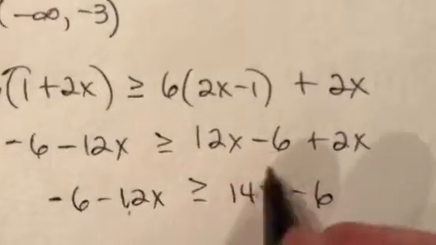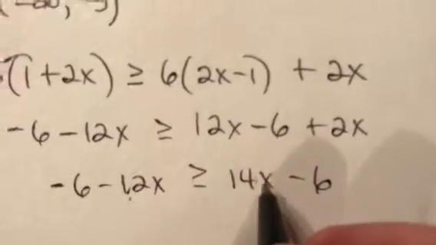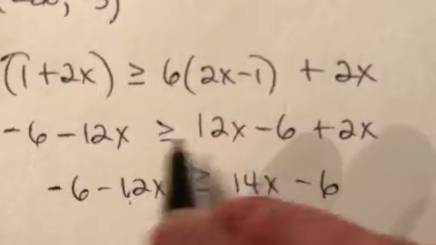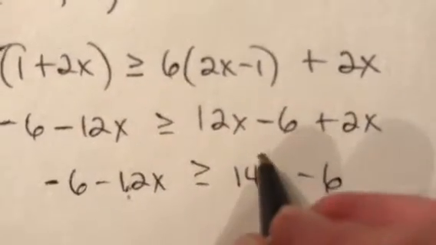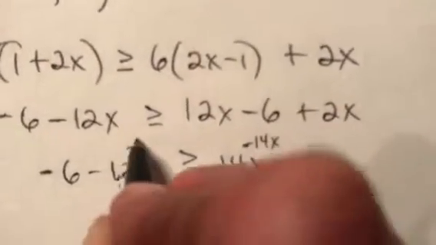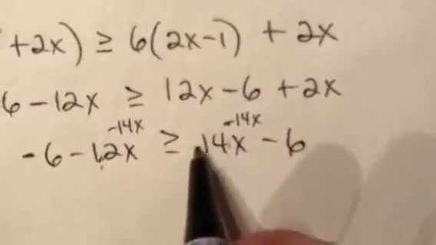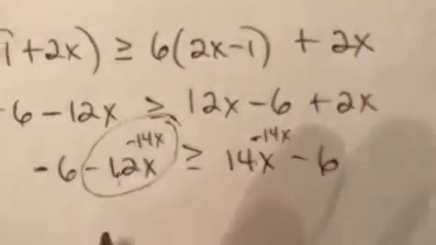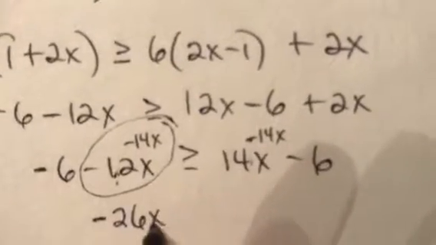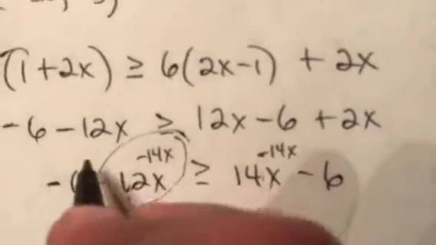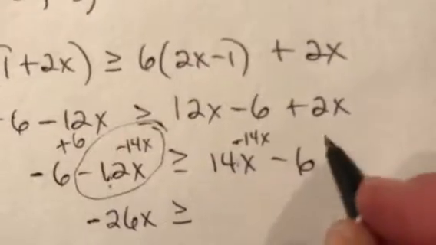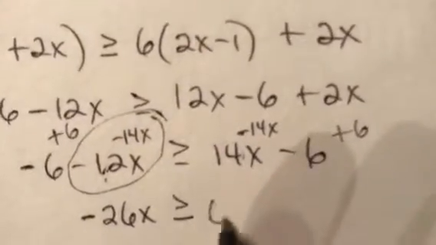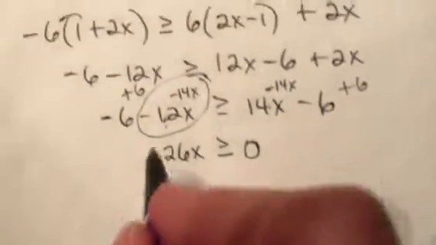It doesn't matter. I'm going to go ahead because I want to review what happens when you have a negative. So I'm going to move him over here. I'm going to move my 14x over here. It's a positive 14x, so I'm going to subtract 14x. So you can see this right here gives me a negative 26x. I'm going to add 6 to both sides, and that gives me 0. There's nothing wrong with 0. Don't let that freak you out.